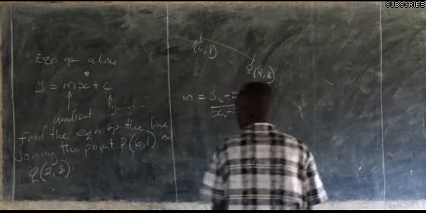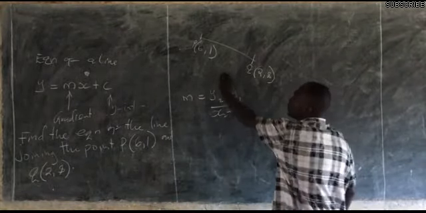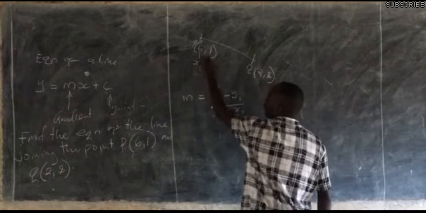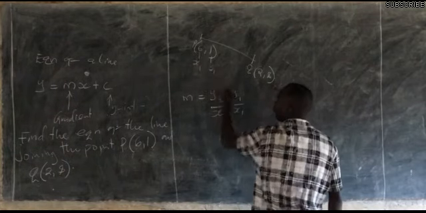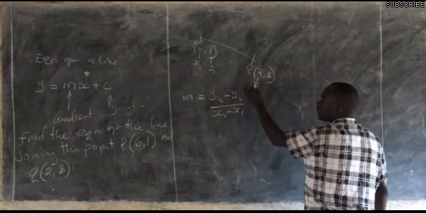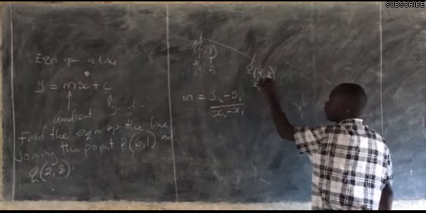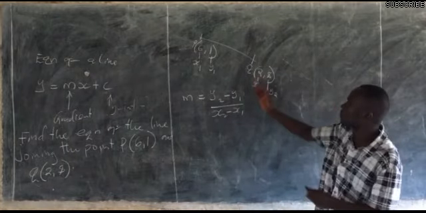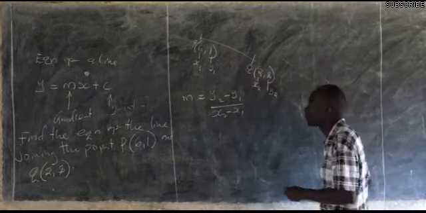Knowing that this is how we get our gradient, we come to the points and say, let's say this is our first x value, this is our first y value, then this being our second x value, this will be our second y value. Now we can easily substitute for these values and we come up with a gradient.